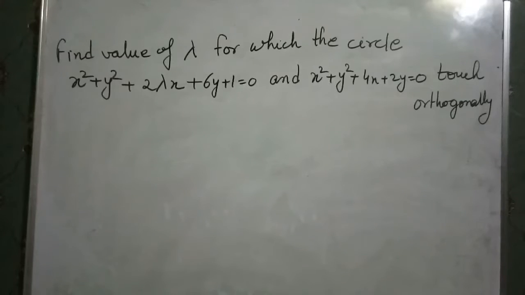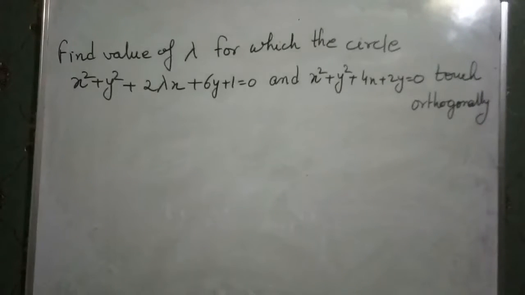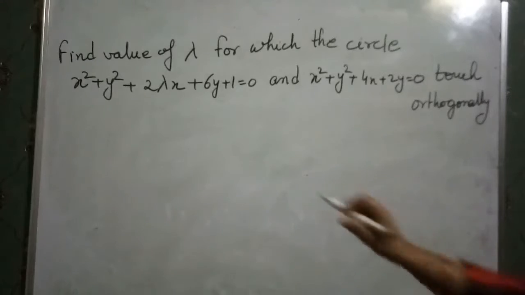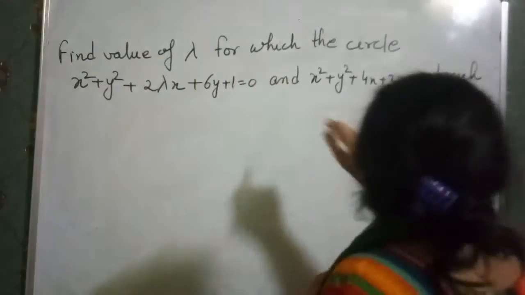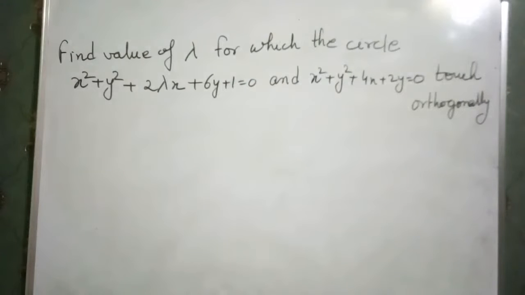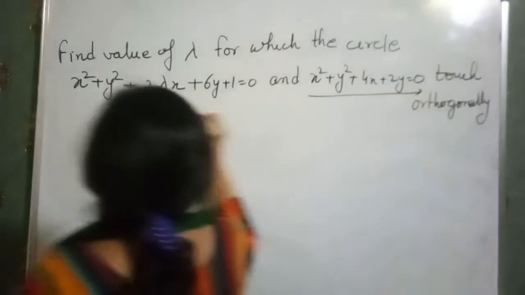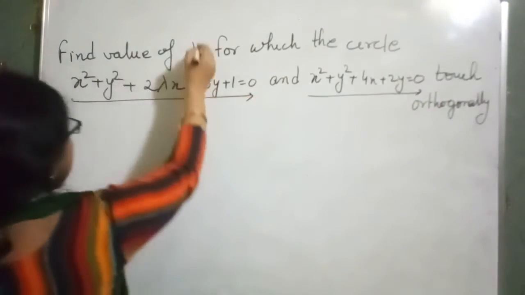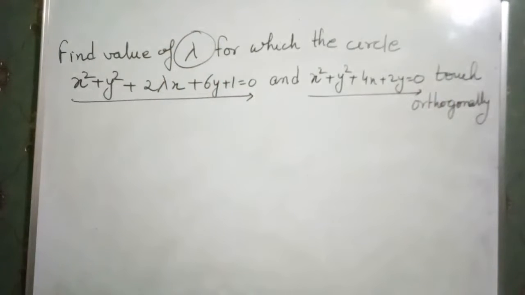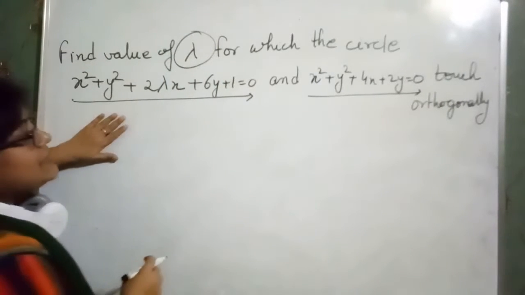Now there's another question regarding the orthogonality. We have to find the value of lambda for which the circles x square plus y square plus 2 lambda x plus 6y plus 1 is equal to 0 and x square plus y square plus 4x plus 2y is equal to 0 touch orthogonally. That means these two circles touch orthogonally and we have to find the value of lambda.